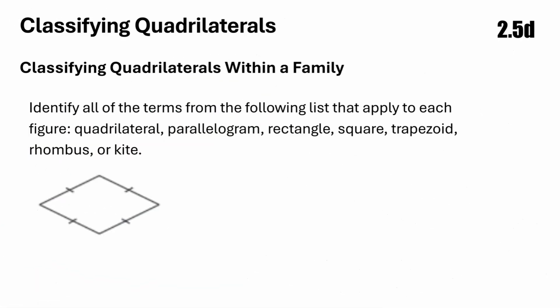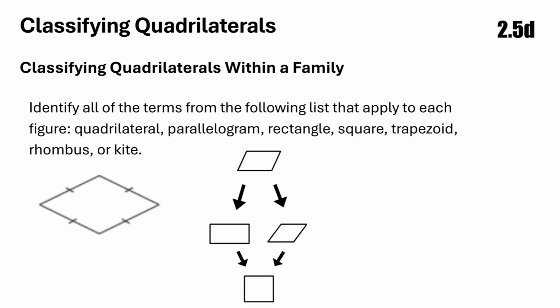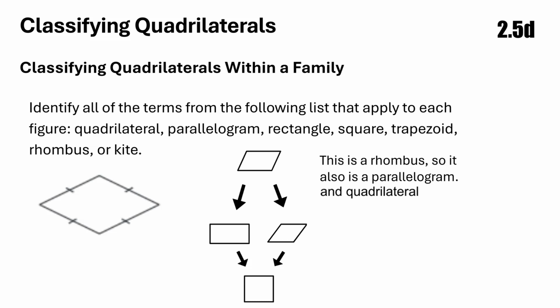This problem asks to identify all of the terms from the following list that apply to each figure. To classify a quadrilateral within a family, it is easier to use a diagram. When using the diagram, start with the shape that it is, and then go up to the top. In this case, the shape is a rhombus, so keep going up to the top. This means that this is a rhombus, parallelogram, and quadrilateral.